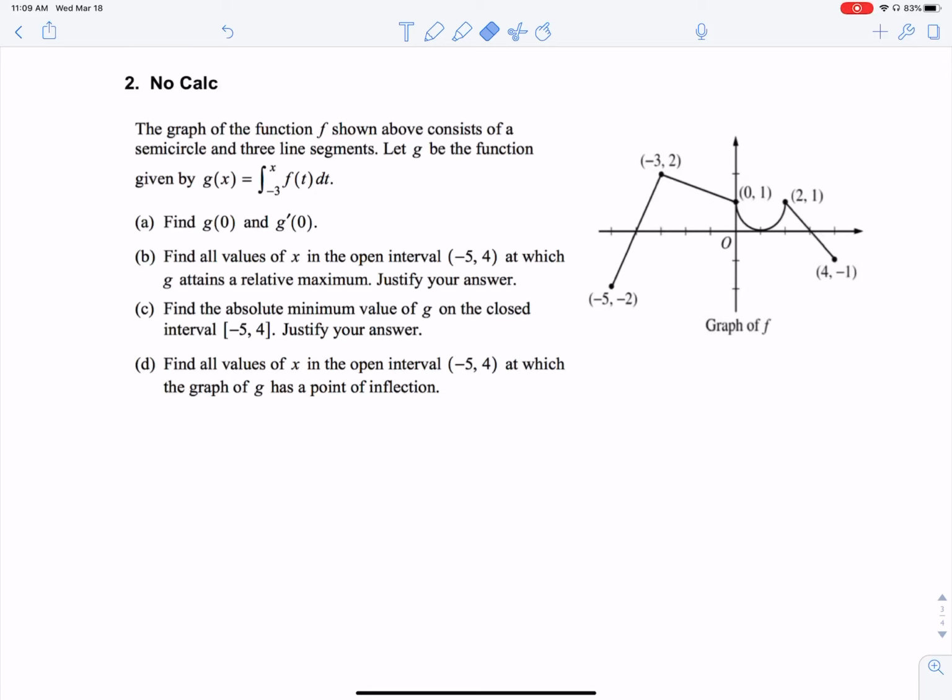Okay, so today we're going to look at calculus, the second problem from the calculus review packet.